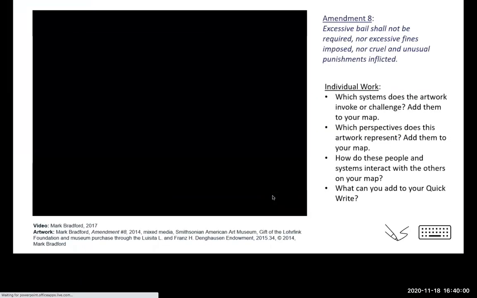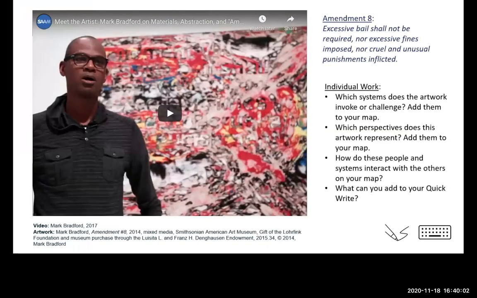The thing that I want to tease for you is the part I said at the beginning where you're going to do the application. We did this slow and steady move through what the systems are, who the people in the systems are, what their perspectives are, et cetera. We did that collectively. And now you're going to have an opportunity to do it independently and apply that thinking to a new artwork that, as I said at the beginning, is thematically connected.